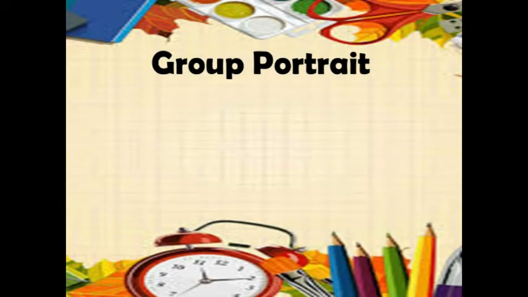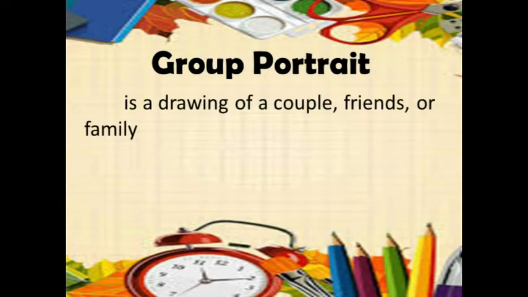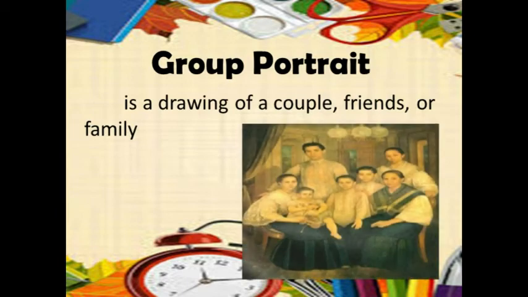Next is the group portrait. Group portrait is a drawing of a couple, friends, or a family. And this is the example of the group portrait. So, individual portrait is an artist's drawing of a person. So there is an artist, and the artist will draw a person. In a group portrait, there is also an artist, and he or she will draw a group of people or couple, friends, or family.